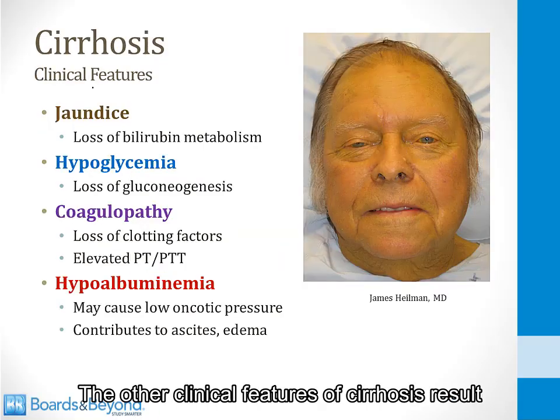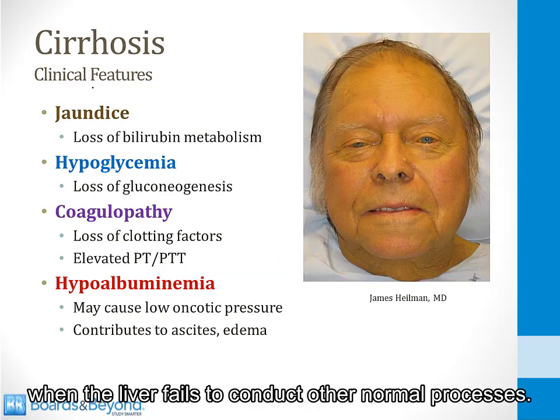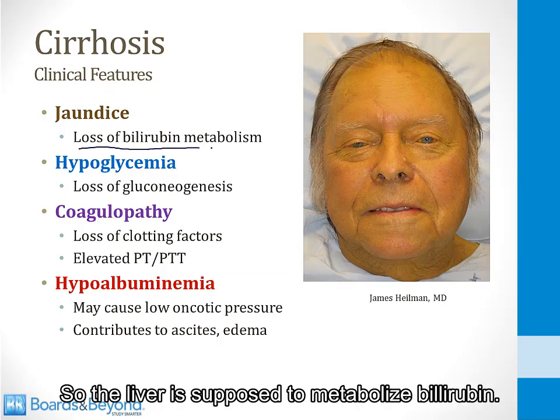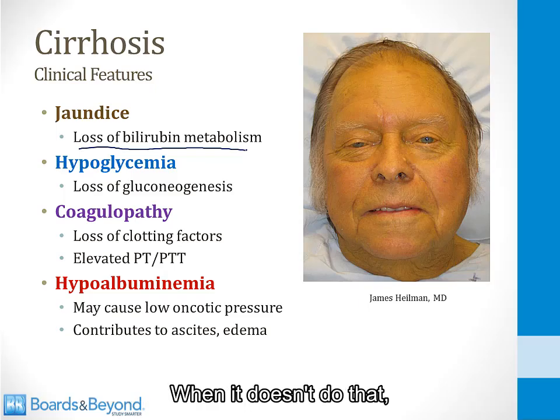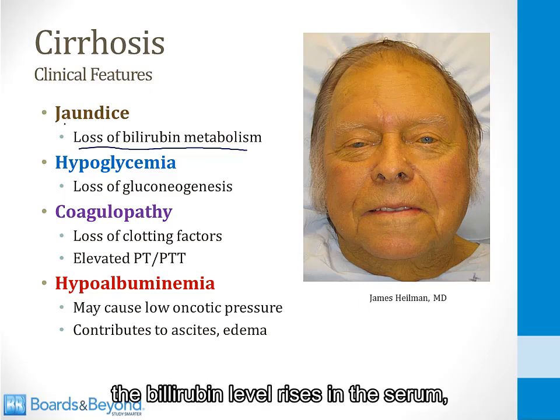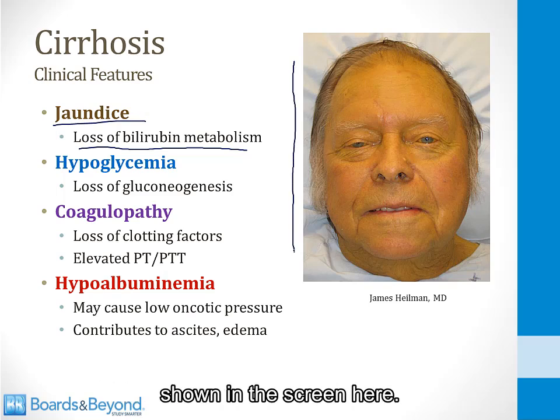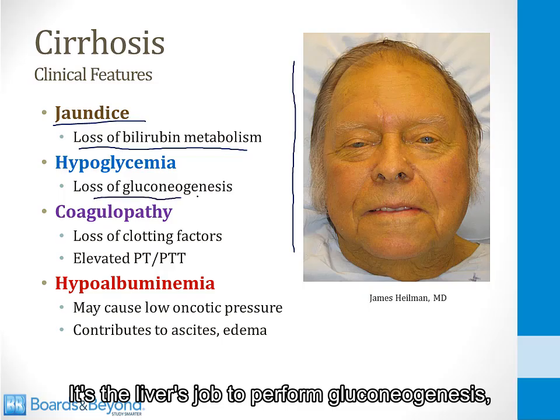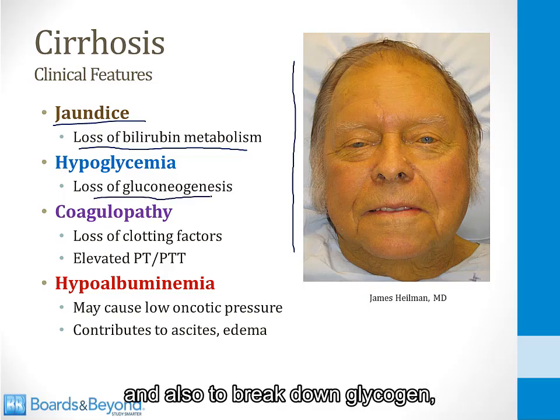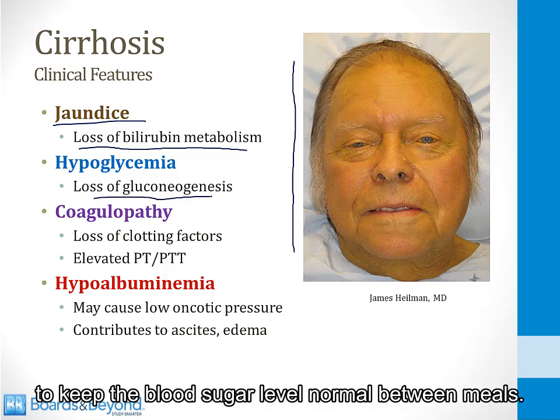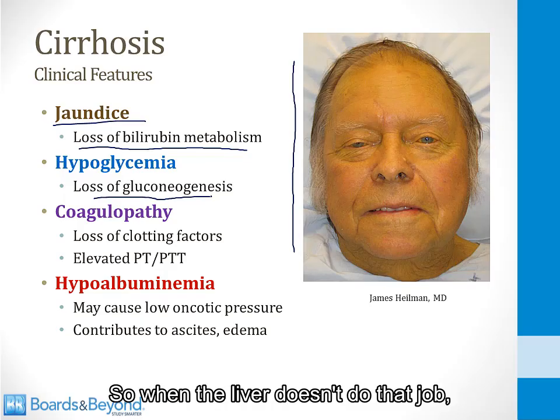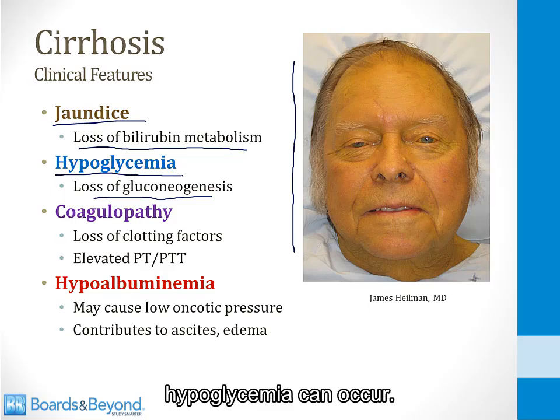The other clinical features of cirrhosis result when the liver fails to conduct other normal processes. So the liver is supposed to metabolize bilirubin. When it doesn't do that, the bilirubin level rises in the serum, and that leads to jaundice. This is a picture of a man with jaundice shown on the screen here. It's the liver's job to perform gluconeogenesis and also to break down glycogen to keep the blood sugar level normal between meals. So when the liver doesn't do that job, hypoglycemia can occur.